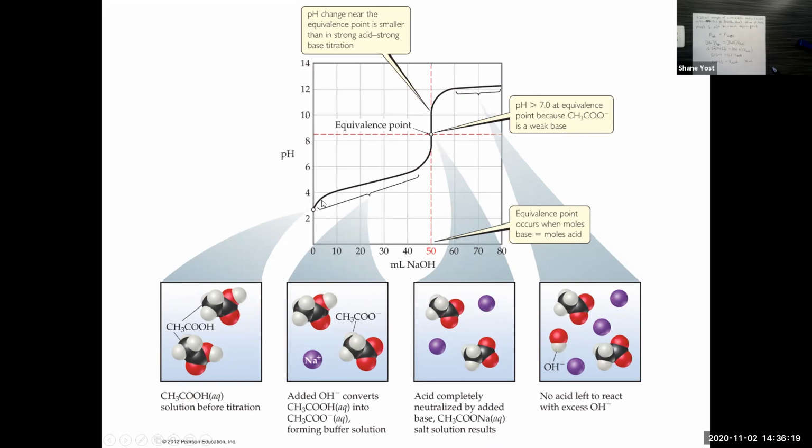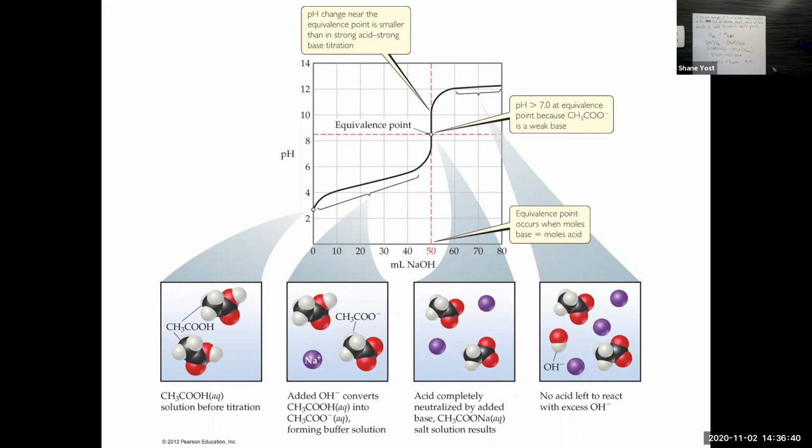If I'm titrating a weak acid with a strong base, my pH is always greater than 7 at the equivalence point, because at the equivalence point, the strong base reacts with the weak acid to form a weak base in solution, and that weak base in solution causes the pH to be greater than 7.